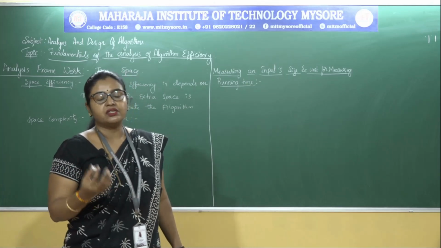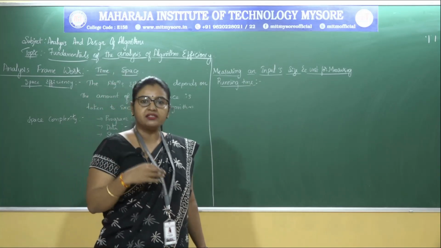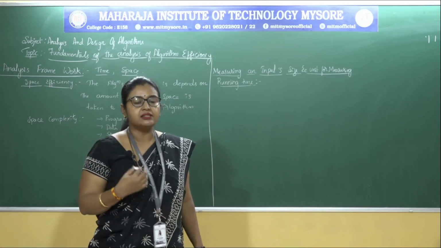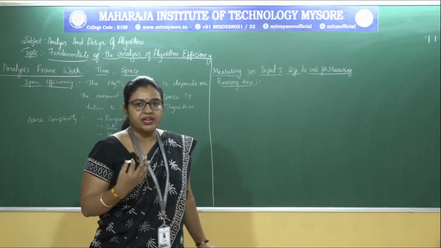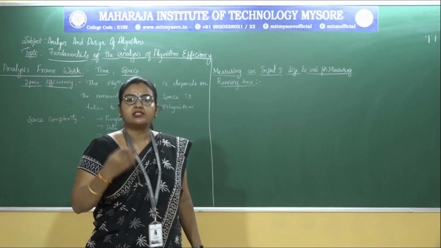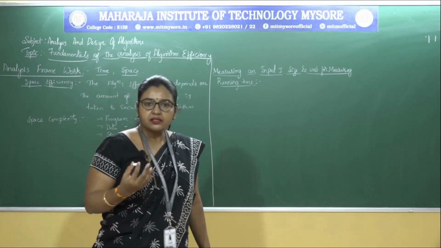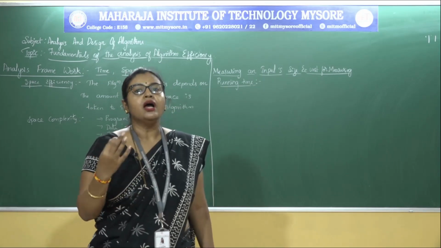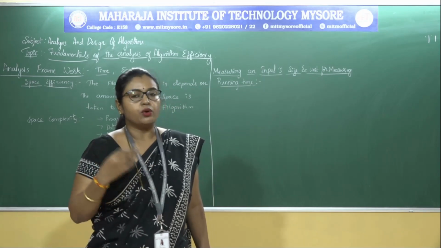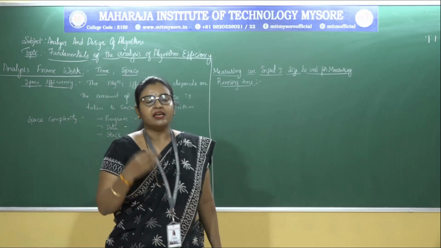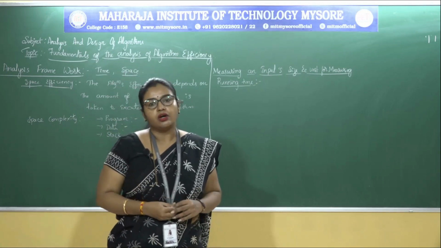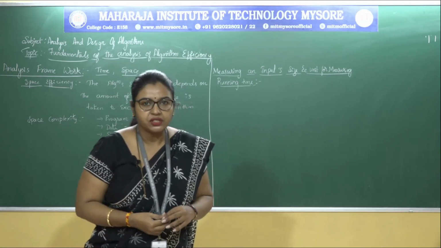So the algorithm efficiency is found based on the space, then it is called as what? Space efficiency, or space complexity. So what is space efficiency? The amount of extra space that is required while executing your program is called space efficiency. So here we are not much bothered about the space efficiency.